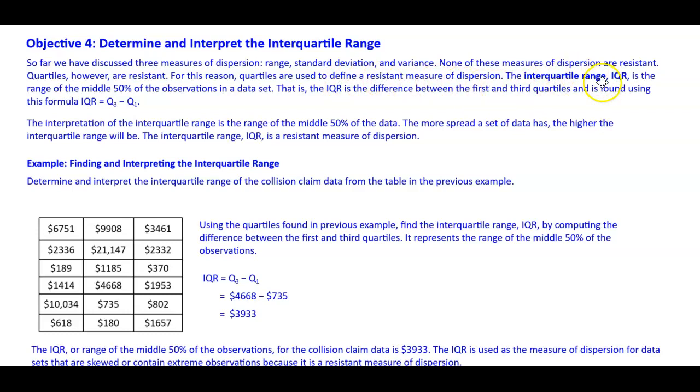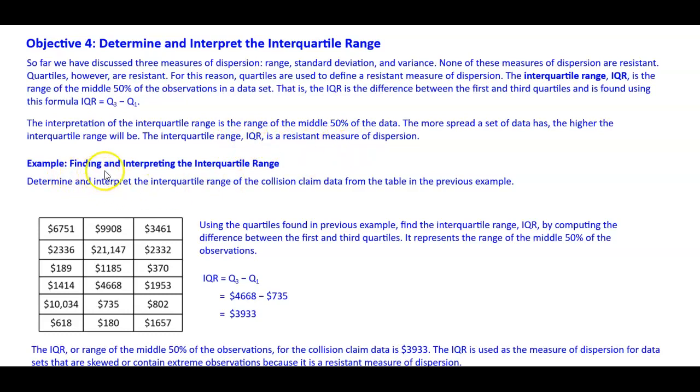The interquartile range, also abbreviated as IQR, is the range of the middle 50% of the observations in a data set. That is, the IQR is the difference between the first and third quartiles and is found by using this formula. IQR is going to equal quartile 3 minus quartile 1. Now, the interpretation of the interquartile range is the range of the middle 50% of the data. The more spread a set of data has, the higher the interquartile range will be. The interquartile range, IQR, is a resistant measure of dispersion.